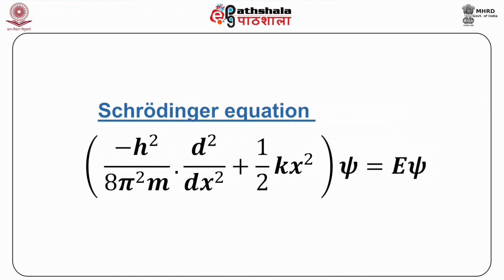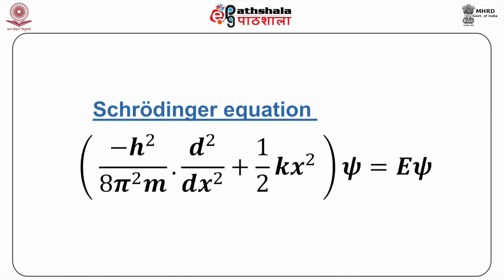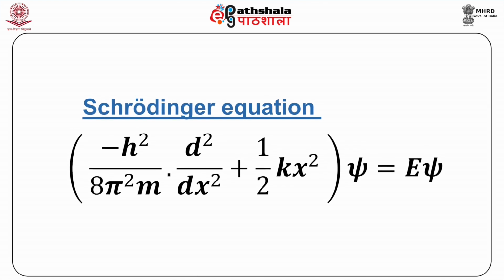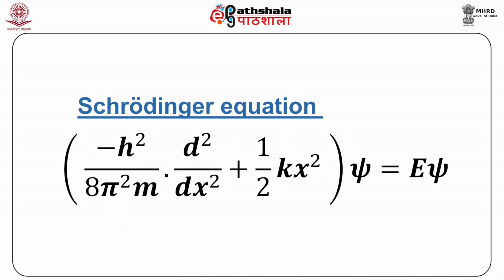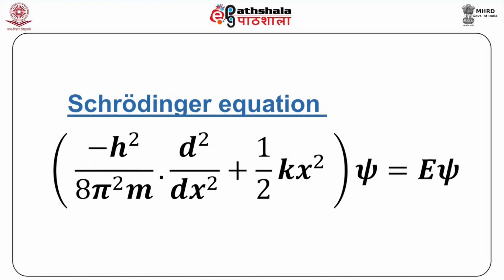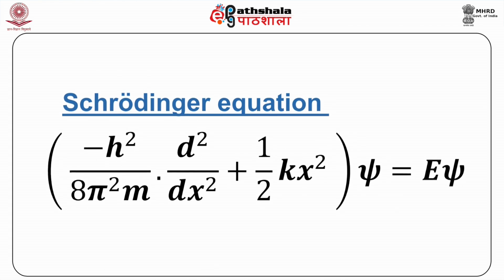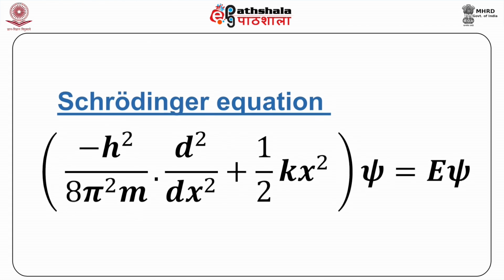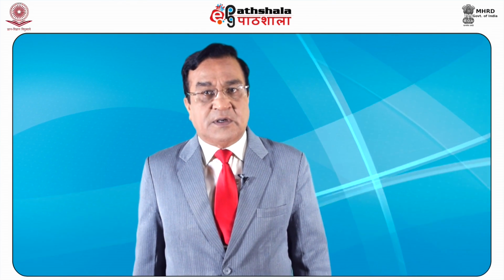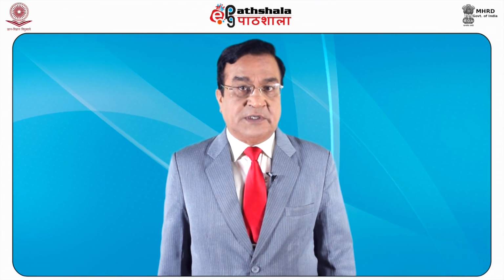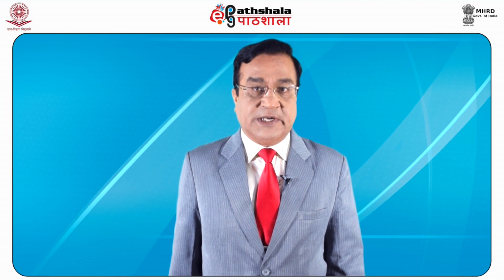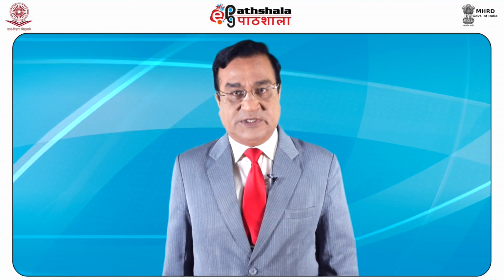Now using these two terms, the corresponding Schrödinger equation, as you can see, becomes minus h square upon 8 pi square m d2 by dx2 plus half k x square. This whole is the Hamiltonian operator. This operating on psi gives you E psi. So that becomes the time independent Schrödinger equation for a linear harmonic oscillator moving along the x direction.